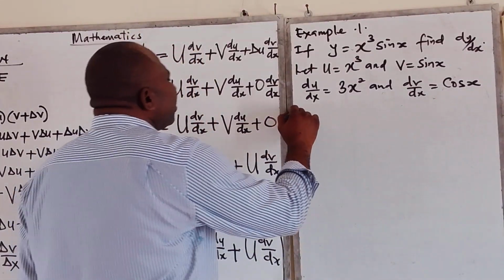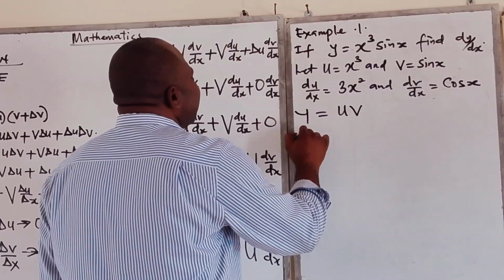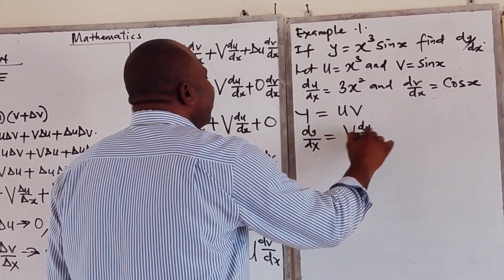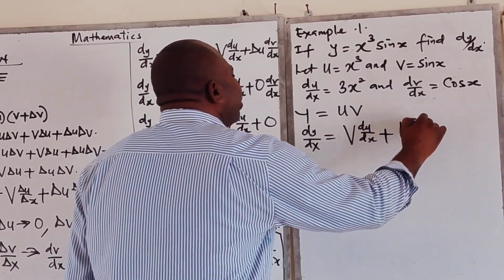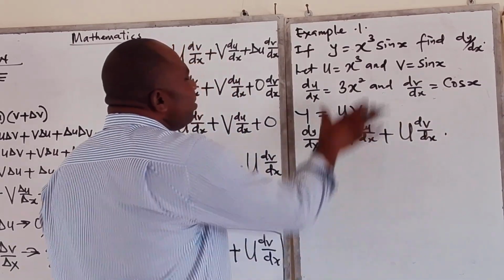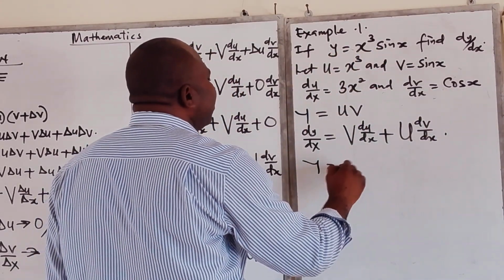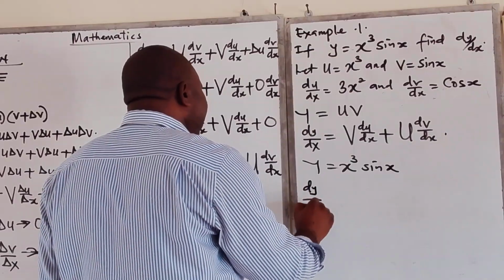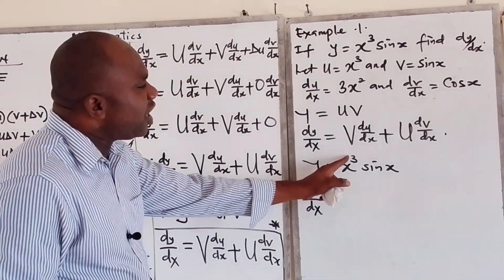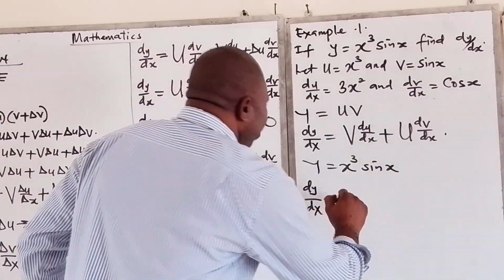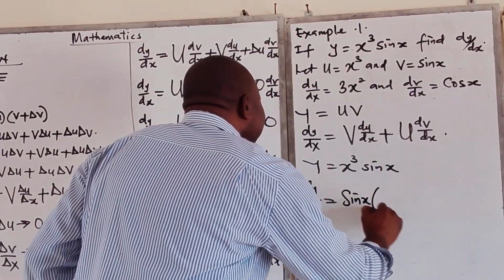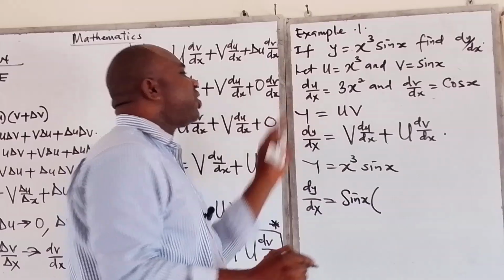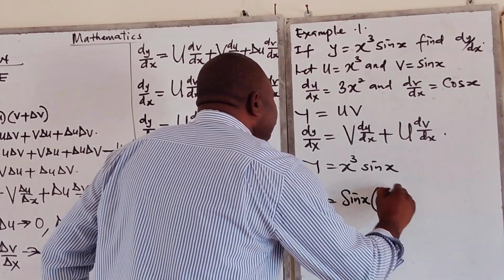And remember we said if y is equal to uv, then dy/dx will be equal to v du/dx plus u dv/dx. So in this case, where y is equal to x raised to the power of 3 sine x, dy/dx will be equal to, you pick v first. And remember we said let v be equal to sine x. So you pick your v, which is sine x. Now you bring the value of du/dx. We said du/dx is 3x squared. So here we have 3x squared.